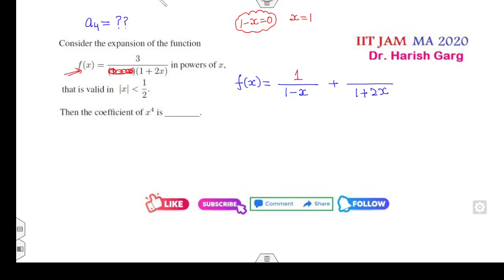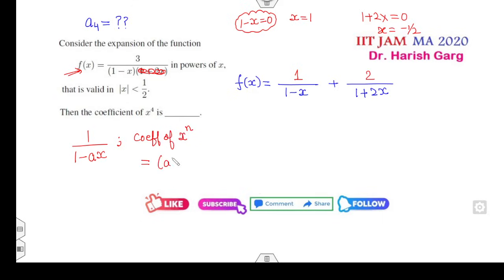So how much is that? 1. Similarly, for the second case, if I take 1 plus 2x is 0, x is minus half. Substitute x equal to minus half everywhere apart from the 1 plus 2x. So that will be my 2. Fine. Is it okay? Now your target is to find the coefficient. So what kind of series is this in your shortcut tricks? 1 minus ax. What is the coefficient of x raised to power n? It is a raised to power n, provided a of x must be less than 1.